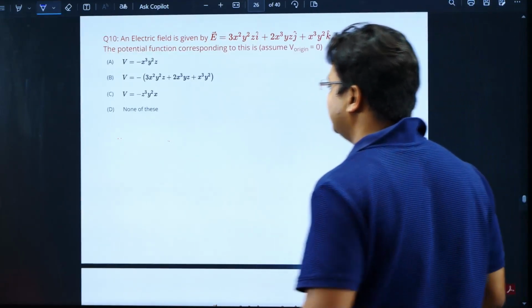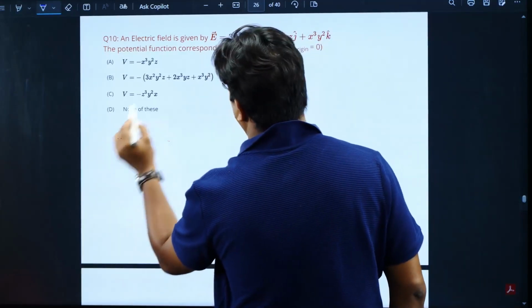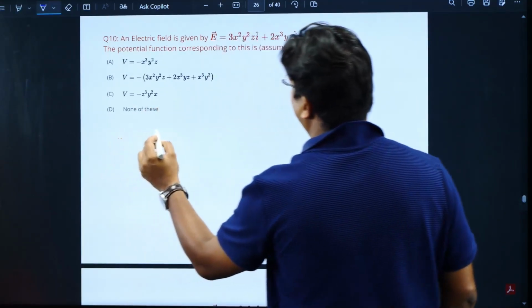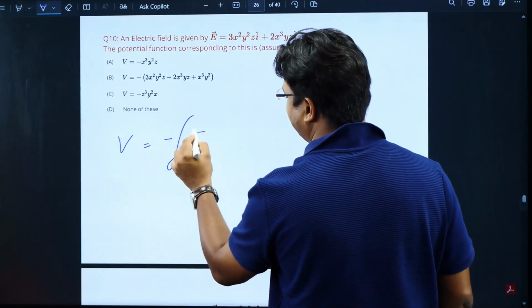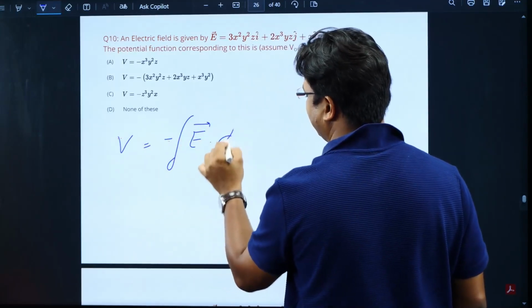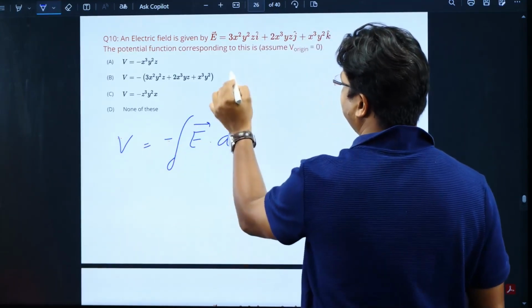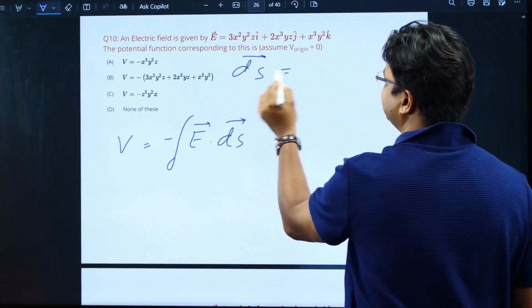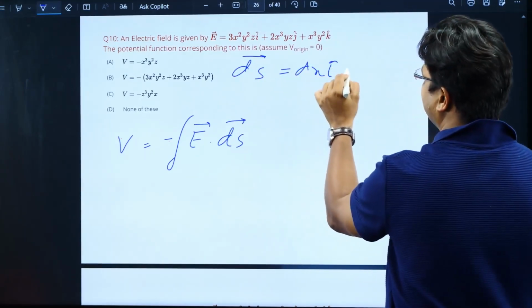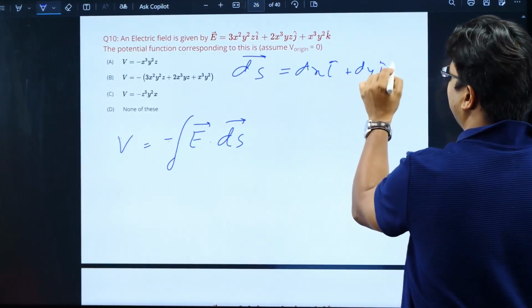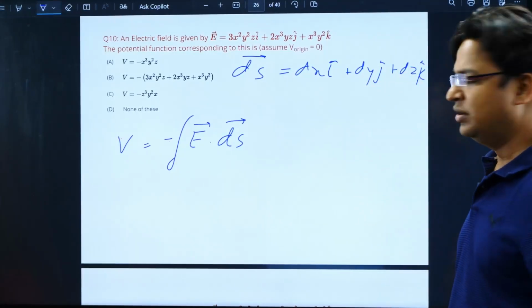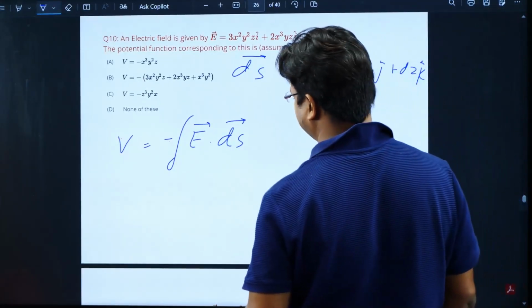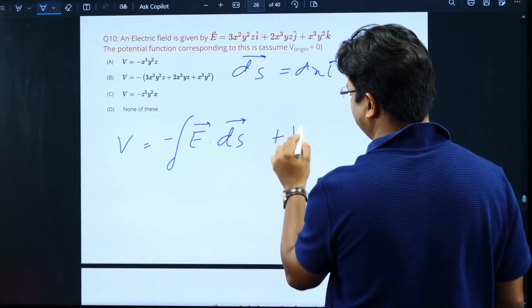So these questions are done like this: if the electric field is given to us, we write potential as negative of the integral of E dot ds, and keep in mind that ds can always be written as dx i cap plus dy j cap plus dz k cap. We can always write this. Plus V naught, let's say.